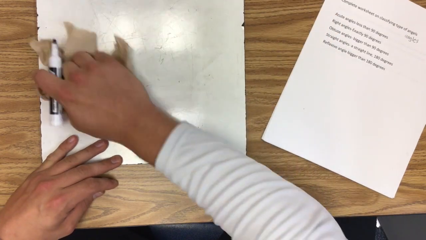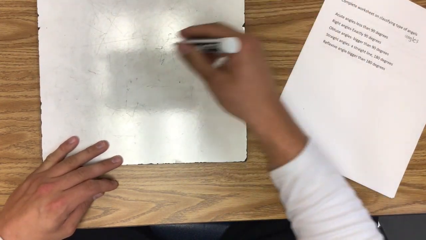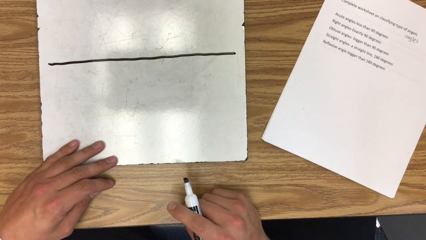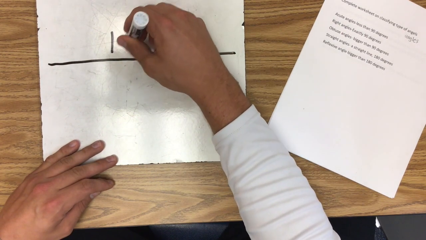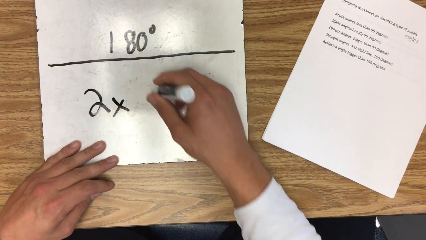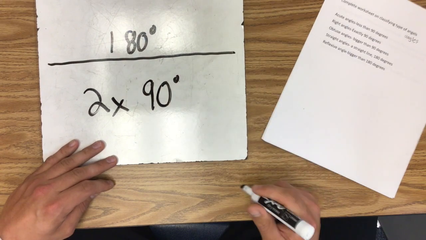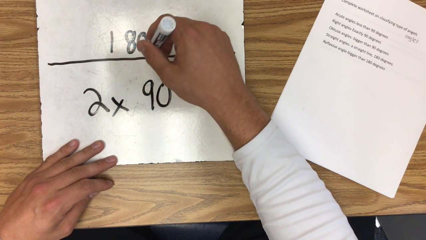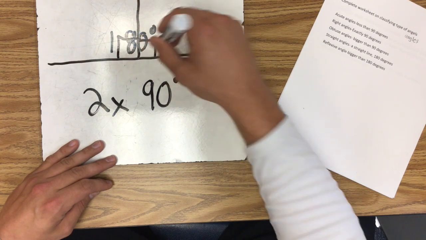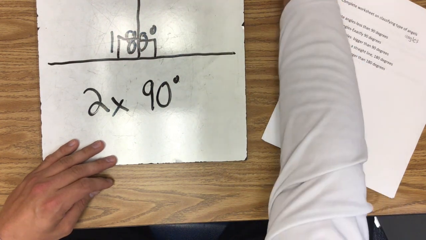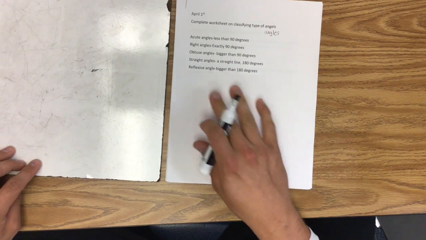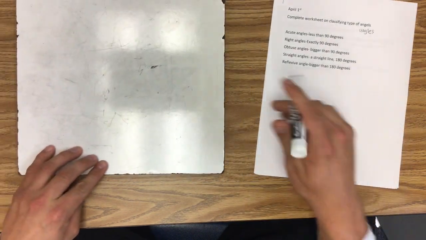Okay, and our last 2 angles that we have to learn about are straight angles, which kind of give it away in the name. It's just a straight line. That's 180 degrees, which is twice what a 90-degree angle is. Okay, you can see that a straight line is made up of 2 90-degree angles.